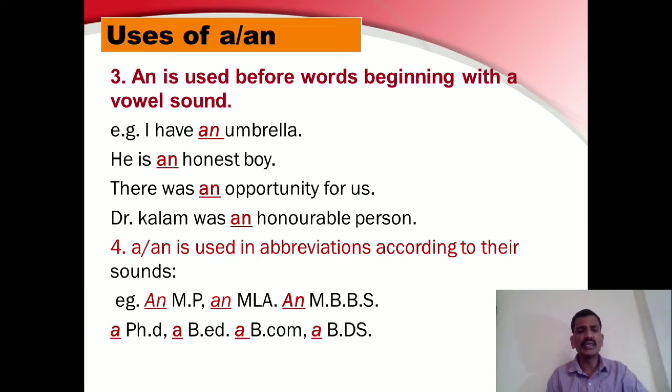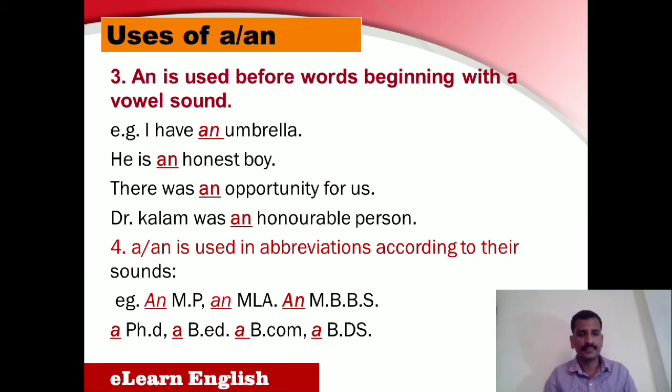Then a PhD, a B.Ed, a BCom, a BDS. These are the consonant sounds. Pronunciation should be like this. So always use "a" or "an" according to the sounds. If there is a vowel sound, though it begins with a consonant or vowel, whatever it may be, do not look at the beginning of the word. Always try to look at the sound, because sound decides whether to use "a" or "an". That's why the fourth rule is very important.